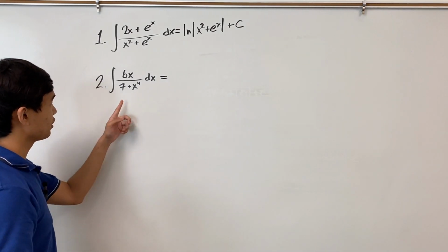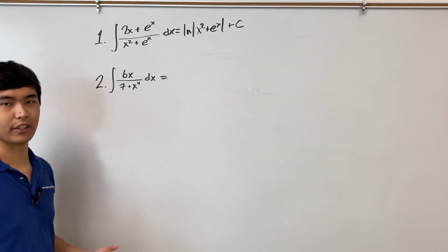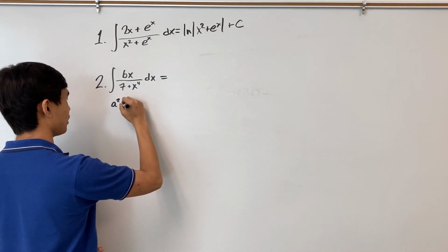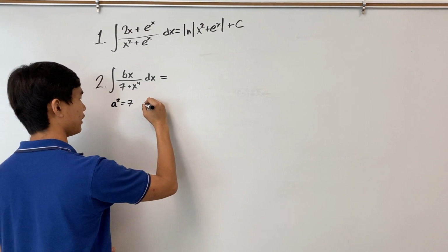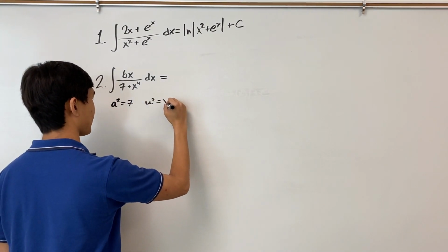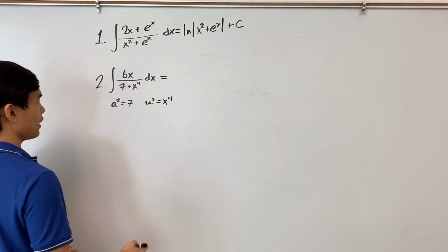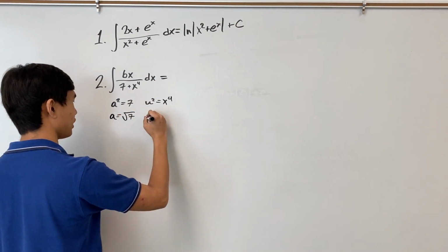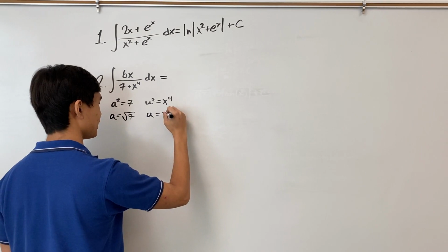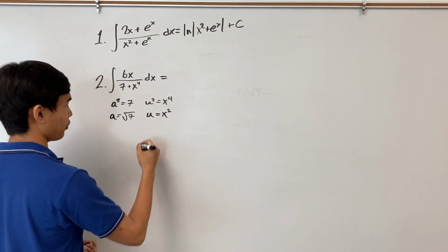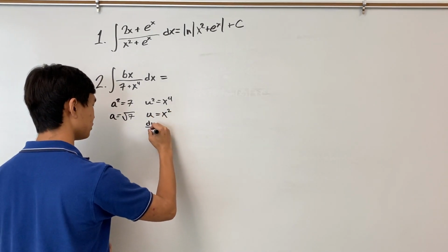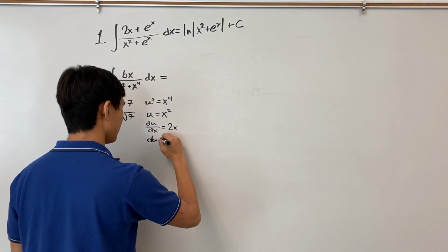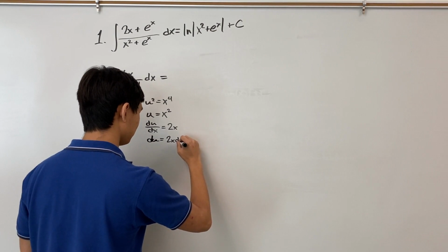If you'll notice, this looks kind of similar to the arctan integral. So I'm going to let a squared equal 7 and u squared equal x to the fourth. And then solving for a, we have the square root of 7, and solving for u, we have x squared. And when we find du/dx, we get 2x, so du is 2x dx.